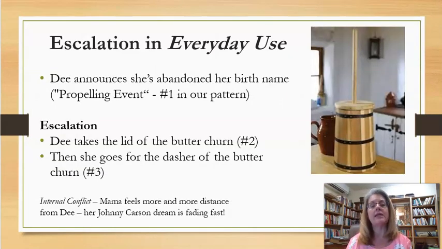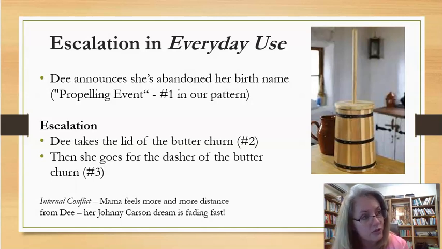Let's look at escalation in Everyday Use. Okay. Dee announces that she's abandoned her birth name. That's the propelling event. That's number 1 in our pattern of Mama looking at Dee in a different light. Okay, so for the escalation sequence, we're going to talk about the butter churn. Okay, this is where it gets really interesting in Everyday Use. Dee decides just to help herself to the lid of the butter churn. Okay? Then she goes for the dasher of the butter churn.